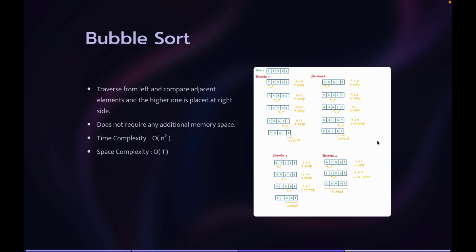Let's see bubble sort. Bubble sort is a simple sorting algorithm that repeatedly steps through the list, compares adjacent elements, and swaps them if they are in the wrong order. The pass through the list is repeated until the list is sorted.